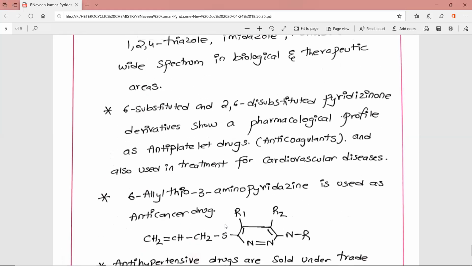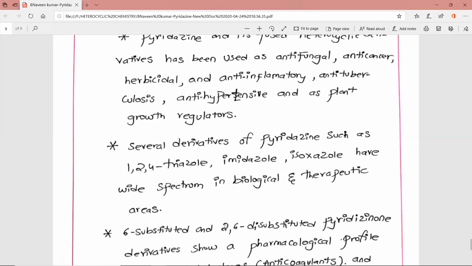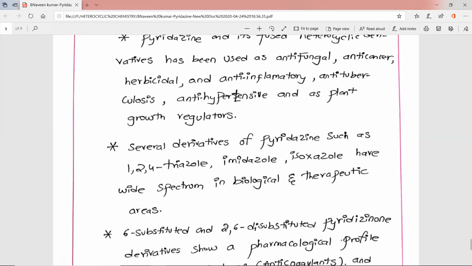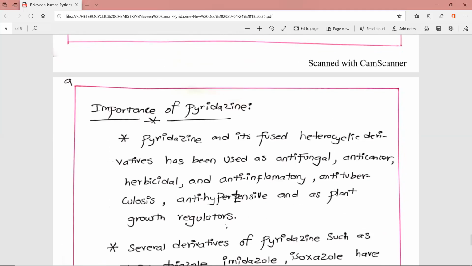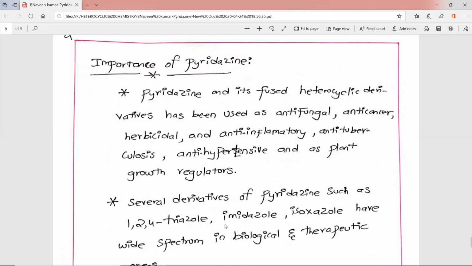This is about the synthesis, reactions and importance of pyridazines. This is one of the 3 possible azines. So pyridazine is a 1,2-diazine.